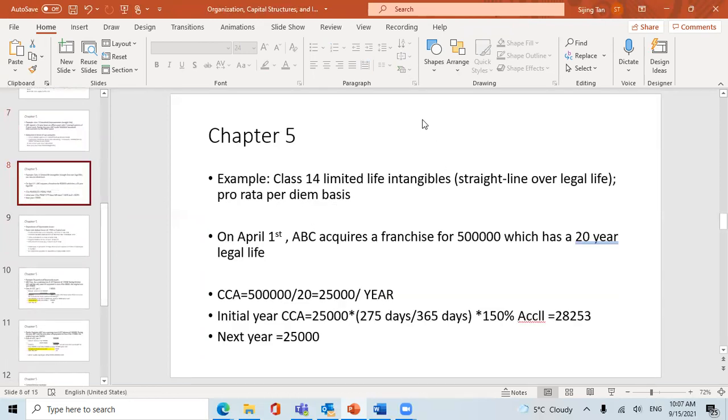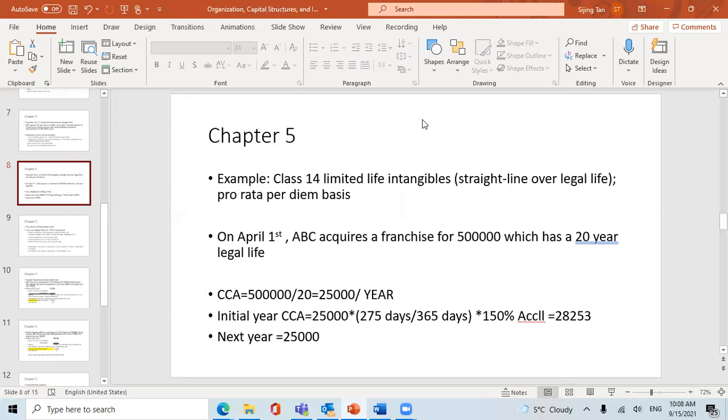Now we're going to do an example for class 14. It's a limited life intangible, so we use straight line over the legal life. On April 1st, ABC acquired a franchise for $500,000, which has a 20 year legal life. The CCA equals $500,000 divided by 20. So this is straight line. Your calculation is $25,000 per year. The initial year CCA is according to the formula we just talked about, which is in our textbook as well.